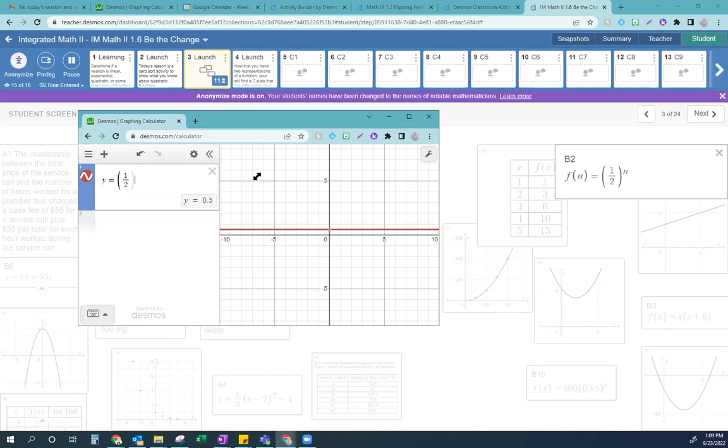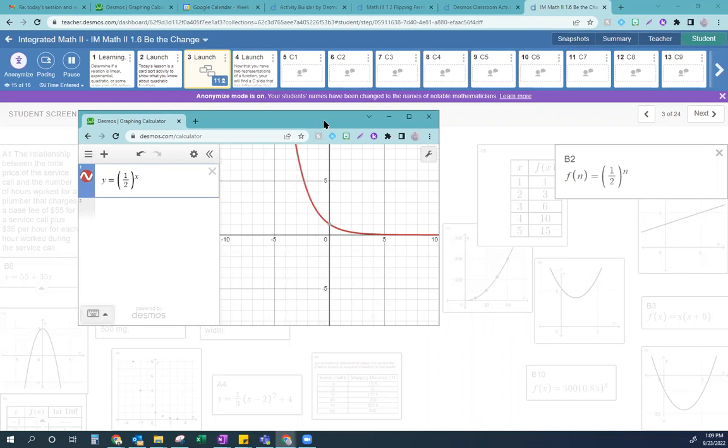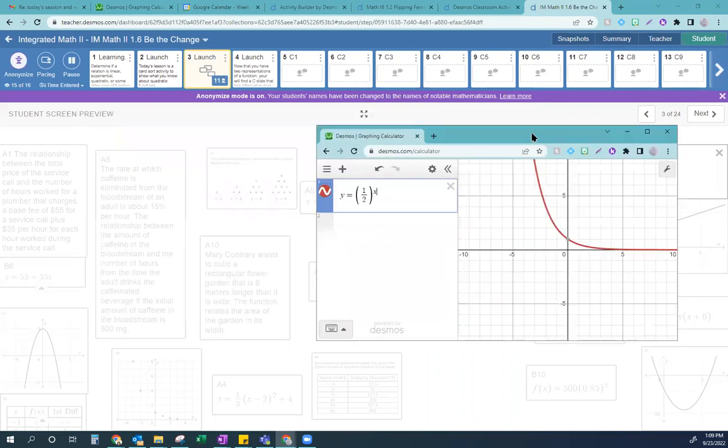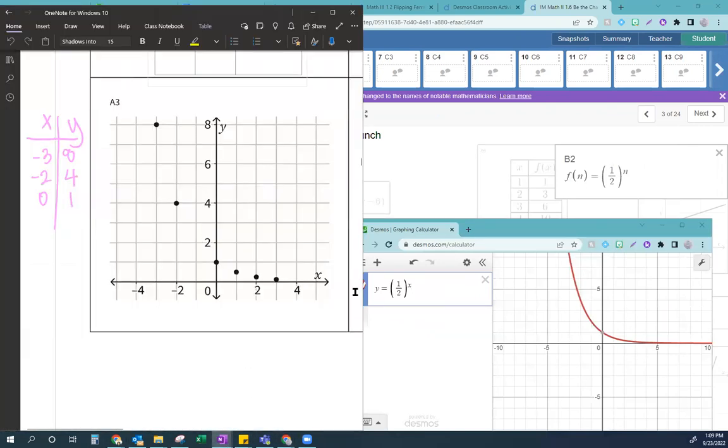And then I'm going to go outside the parentheses. Now, the exponent in Mathland is shift 6, but if not, you would just use this button here. See how it says to the? To the what, Miss Johnson? That one says N. I'm going to use X because Desmos likes X. Look, that looks like that. That looks like that. Yeah. So B2 is the answer.